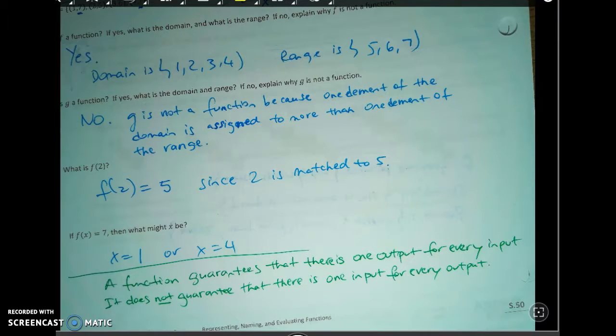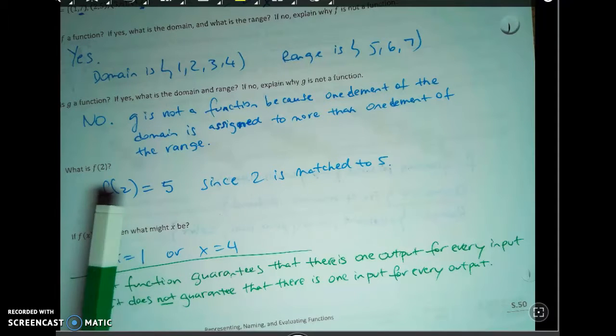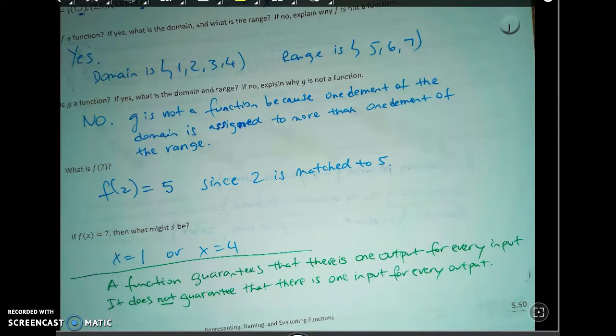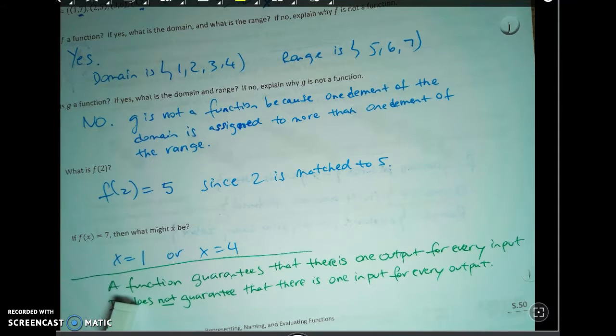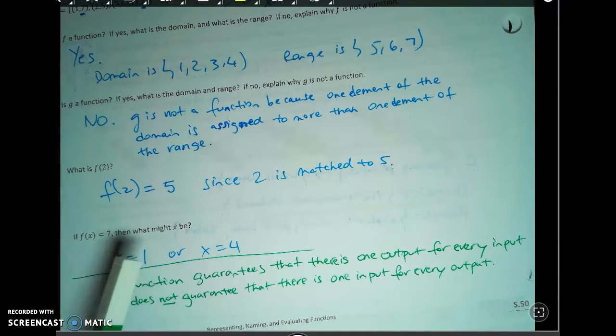Okay, so you notice that in the first one, there's a guarantee that there is an output for the input. And that's what I wrote at the bottom. The function guarantees that there is one output for every input, but it does not guarantee that there is one input for every output. Like we saw in f of x equals 7, I can have more than one input for the 7 as my output.